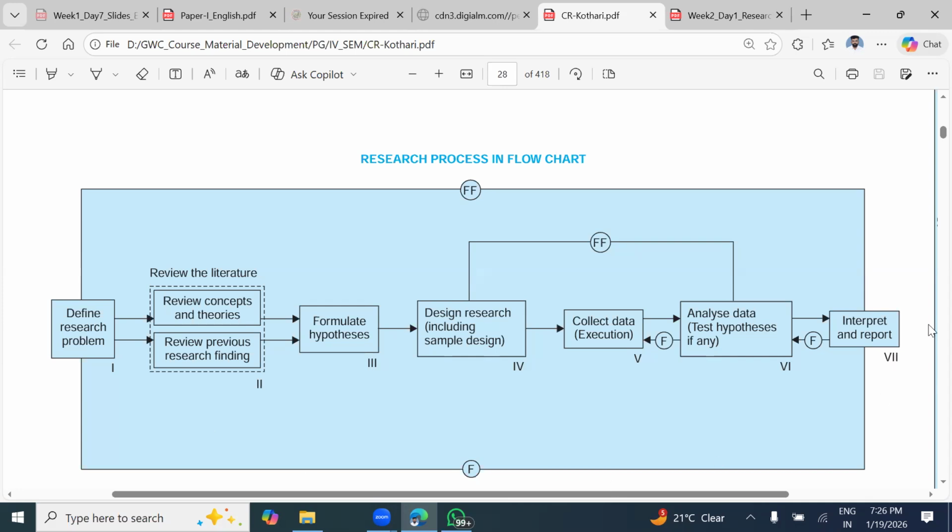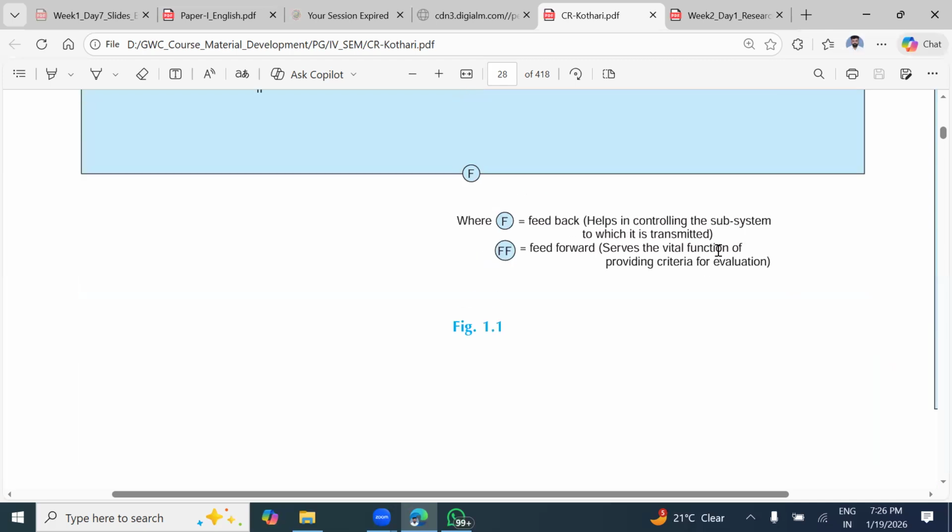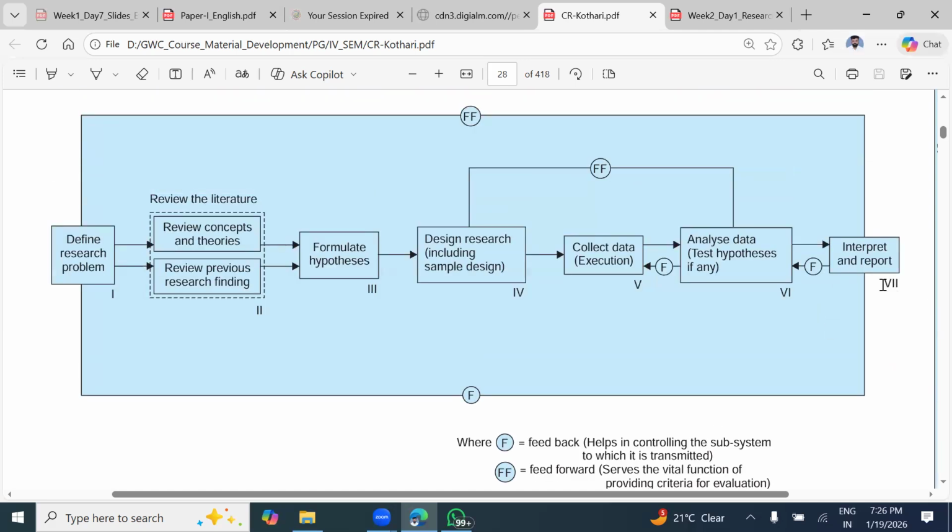So you can see there are some arrows which go both ways, which means sometimes you have to do it reversibly also. Okay, so F means feedback, which helps in controlling the subsystem to which it is transmitted. FF means feed forward. It serves the vital function of providing criteria for evaluation. Single F means, suppose your report is not coming nicely, then again you have to go back and see what went wrong. So like that.